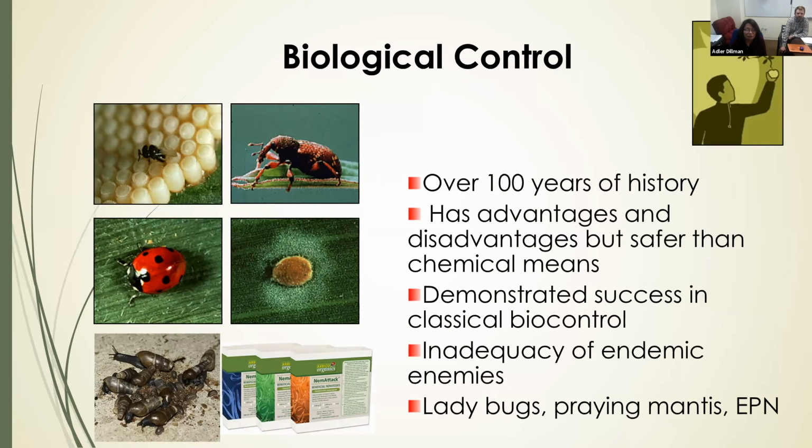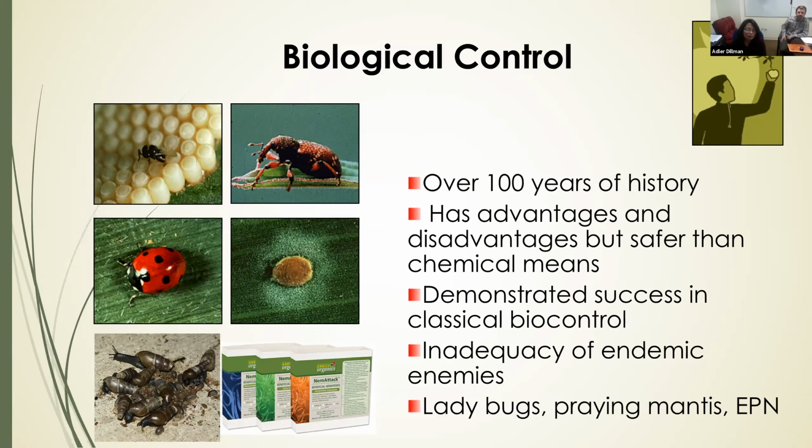Biocontrol has a long history in the US, and the first successful classical biocontrol took place right here in California, and that was when the Vedalia beetle was imported from Australia in order to manage insect pests in California citrus groves. So although there are advantages and disadvantages known for biocontrol use, there is a consensus that indeed biocontrol is useful and it's safer compared to chemical control.